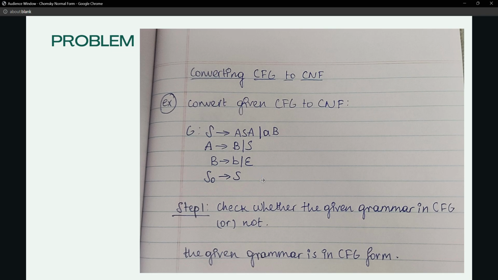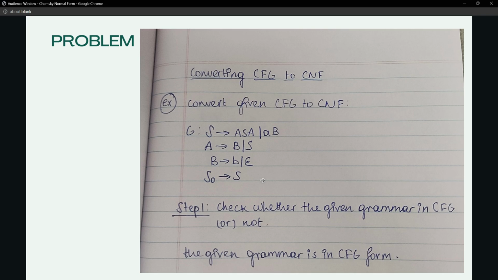First of all, check whether the given grammar is in CFG or not. So first let me explain about CFG. What does CFG stand for? CFG stands for context-free grammar, which is a form of formal grammar used to generate all possible patterns of strings in a given formal language.